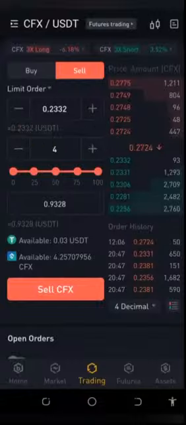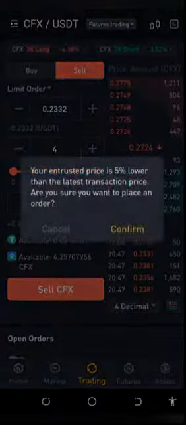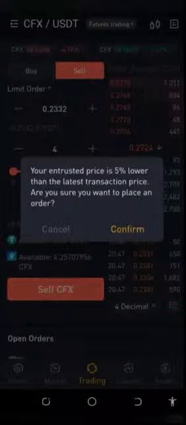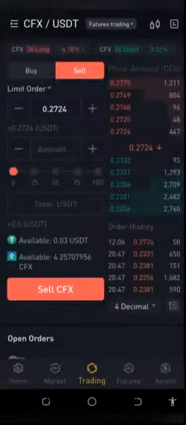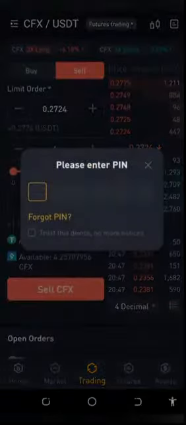But anyways, I've got $1 here and I'm wondering what I'm going to do with it. All right. So probably I'll just have to change it and then let it sit there till I have another trade to come in here, right? So let's see whether this is going to go. Oh, what did it say? Your entrusted price is 5% lower than the latest transaction price. Are you sure you want to place an order? But I don't want to place an order, okay, it's true. Let me do the normal price. And then whenever it converts, I'll wait for it. Let's go ahead and do this.